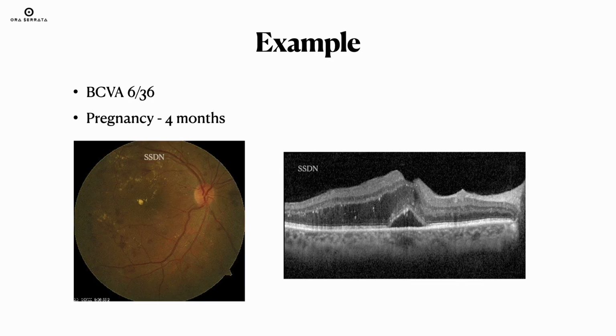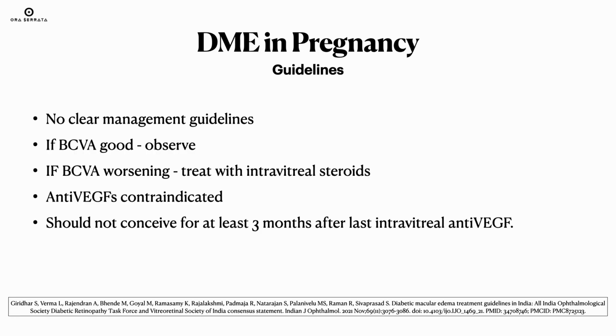So coming to another example. Here we have a best corrected visual acuity of 6/36. There is center involving diabetic macular edema. However, in this case, the patient is pregnant, that is, a pregnancy of 4 months. So how are we going to treat this patient? What do the guidelines say? In the guidelines, there is no clear management.